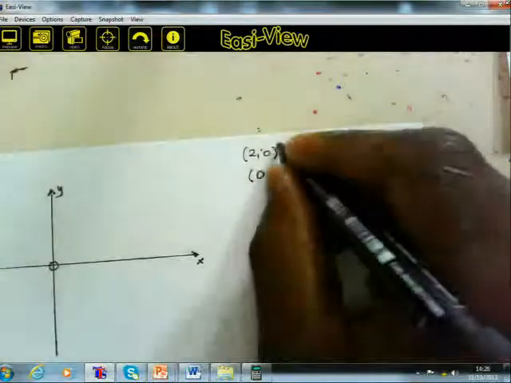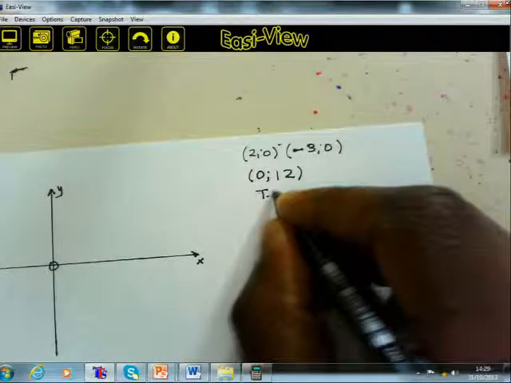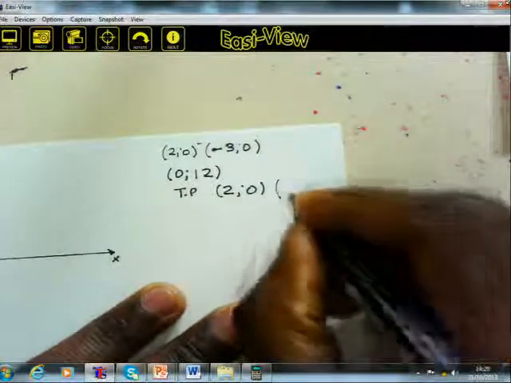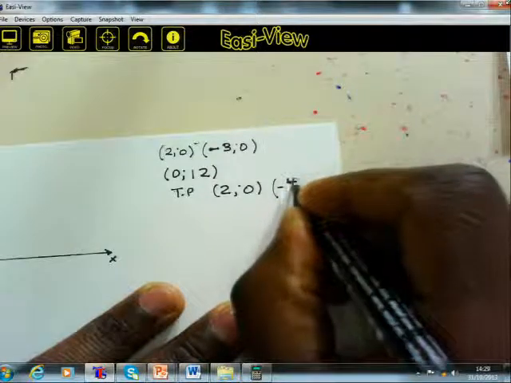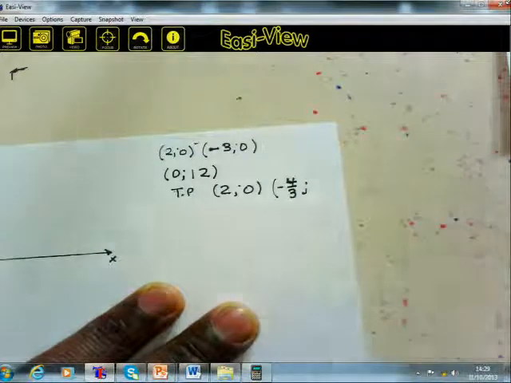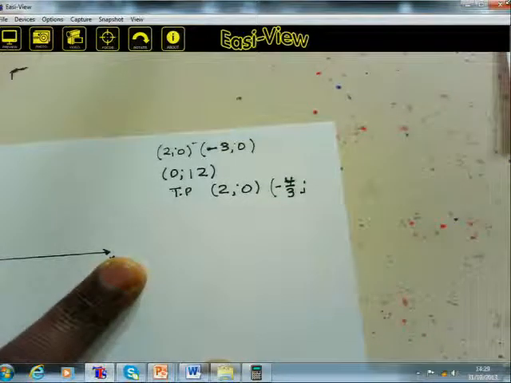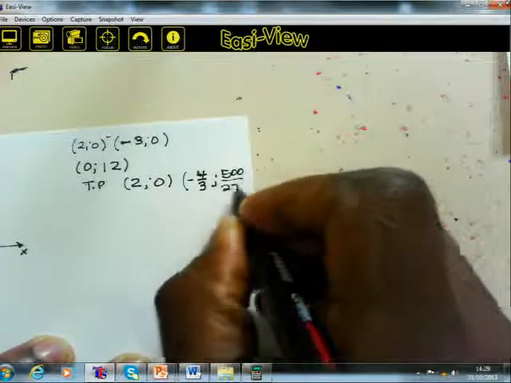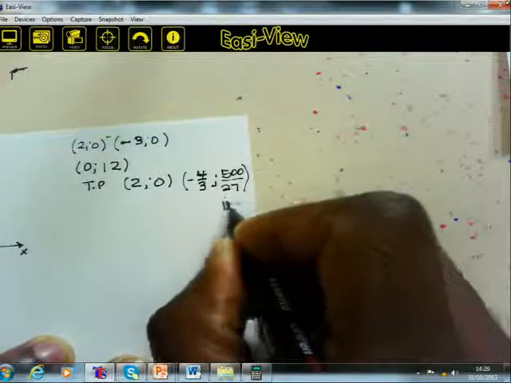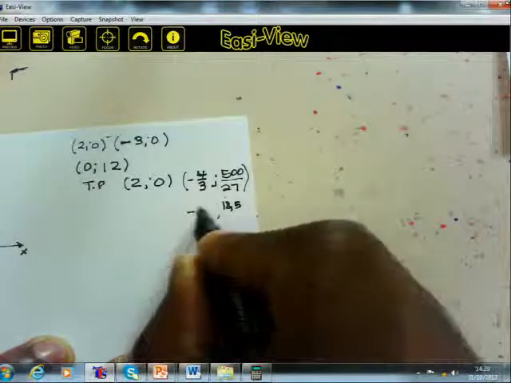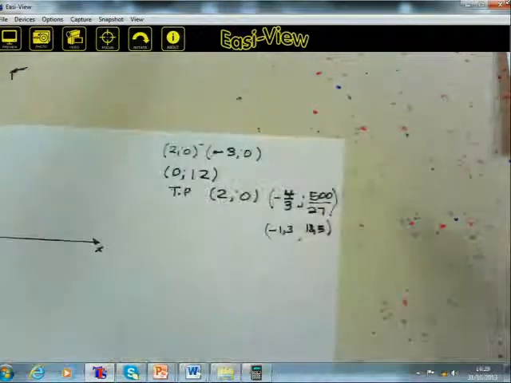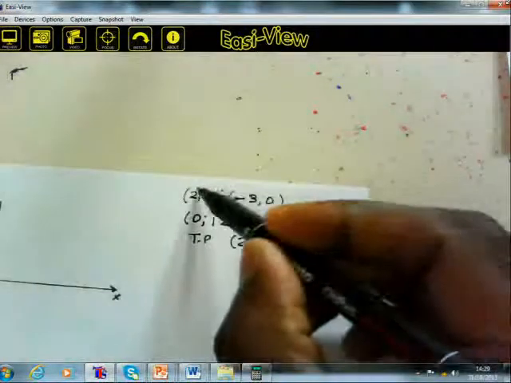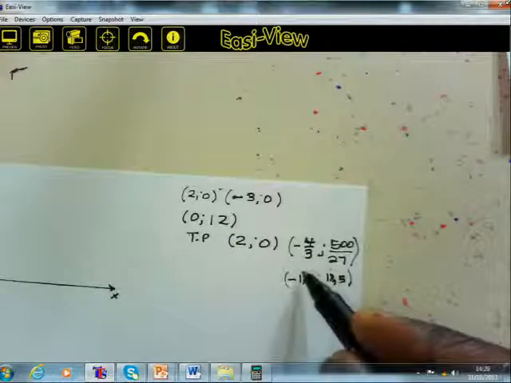The turning point is -4 over 3 and 500 over 27. Remember, we said this is approximately 18,5 and this one is approximately -1,3. Now, with all these points, if you want to do your scale on the x-axis, can you see on the x-axis the values we have? We have 2, 3, and 2, as well as 1,3.